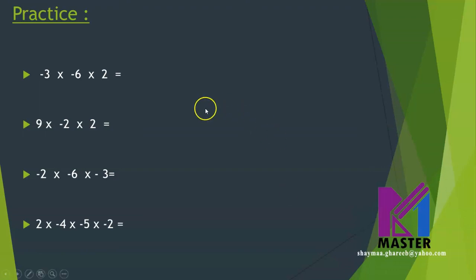The first one, negative 3 times negative 6 times 2. You remember what we said? When we have an even number of negative integers, the answer will be positive. I only have two negative numbers, so negative times negative gives me positive. Positive times positive is positive, so I can tell the answer will be positive. Okay, the number is 3 times 6, 18. 18 times 2 is 36.